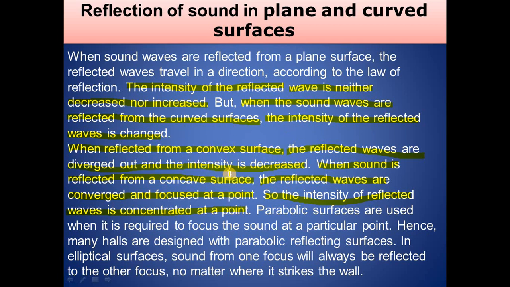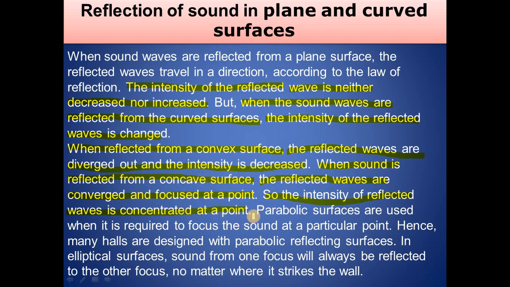What is meant by a convex surface? What is meant by a concave surface? A convex surface means thicker in the middle, thinner at the edges. So the middle point is thicker, and the edge point shows the thinner surface. What is meant by a concave surface? Thinner in the middle and thicker at the edges.